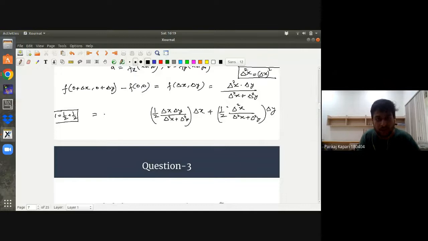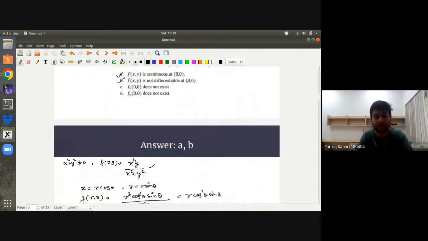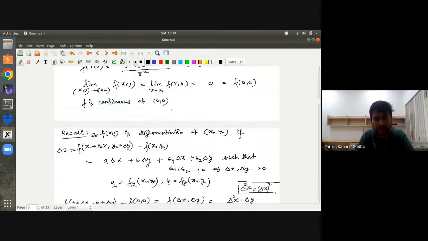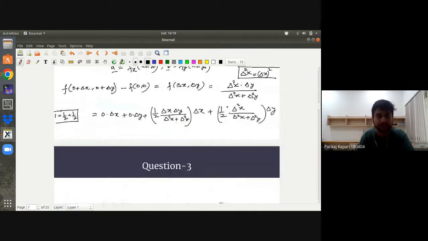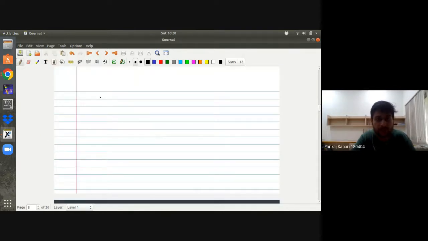Note that the constants a and b which we had in the previous example are, in this case, 0. So 0 times delta x, 0 times delta y, because we can show that the partial derivatives are actually 0. fx of 0 is also 0, and fy of 0 is also 0. That we'll just see in the next slide. So let me insert a new page here.